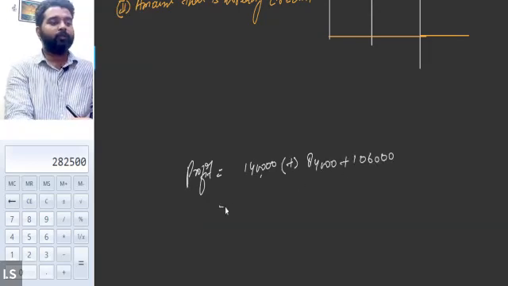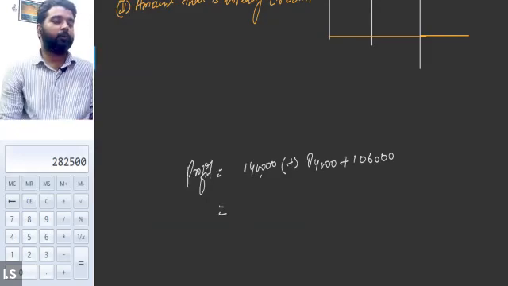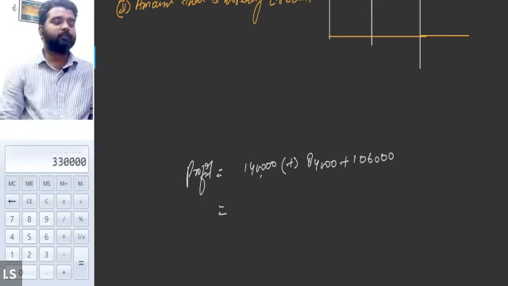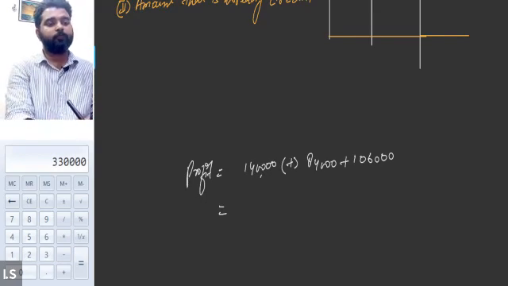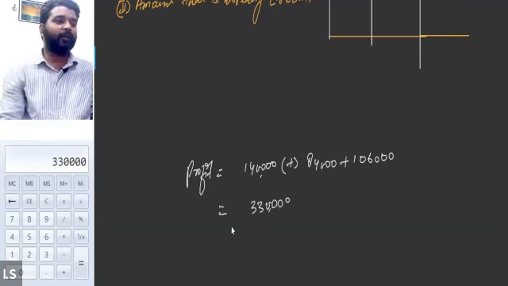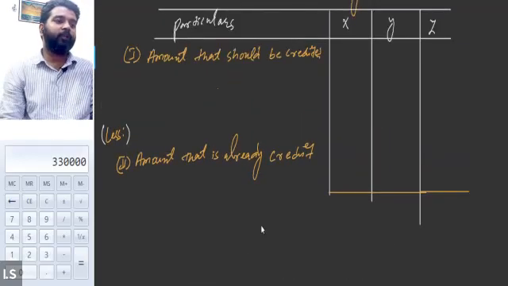Okay, let's total the amount of profit. 1,40,000 plus 84,000 plus 1,06,000. The total profit is 3,30,000. So tell me how this profit should have been divided among the partners. This profit should be divided equally, right?